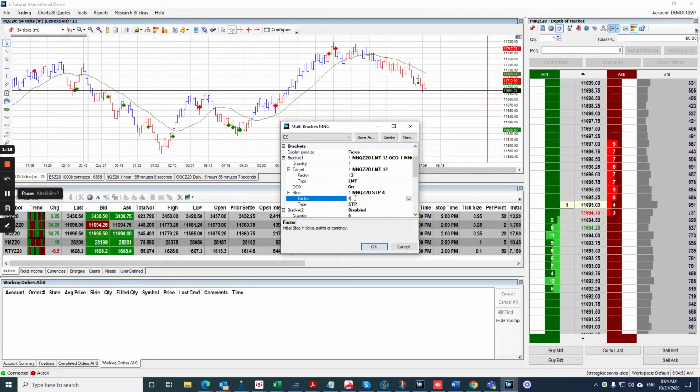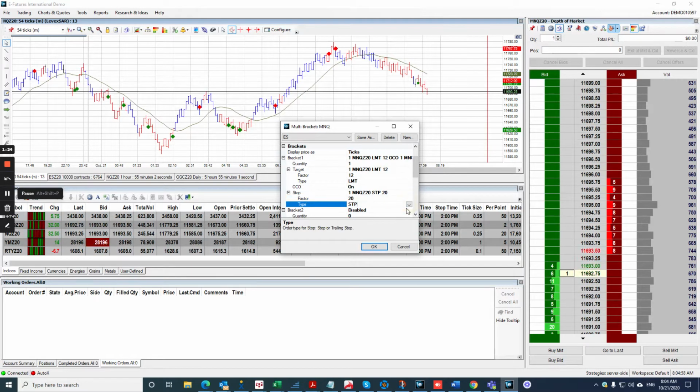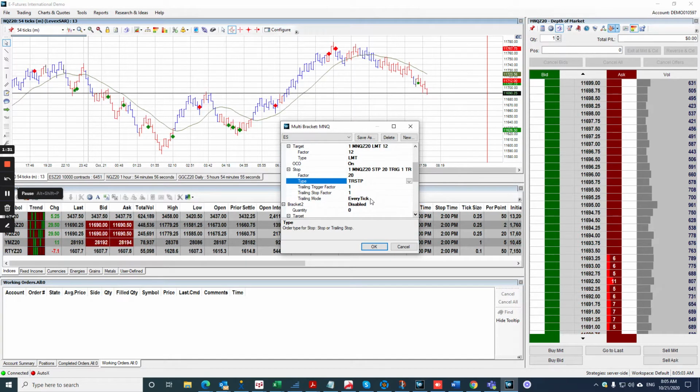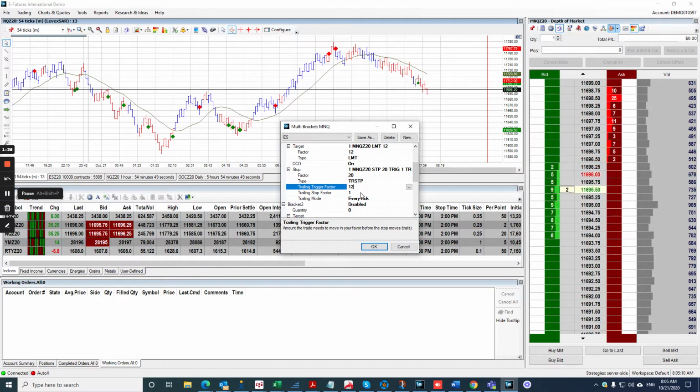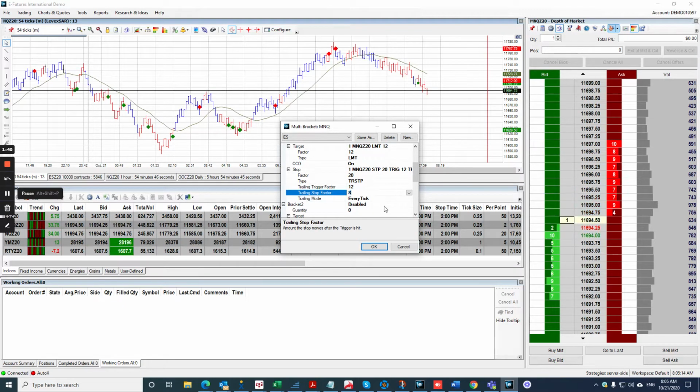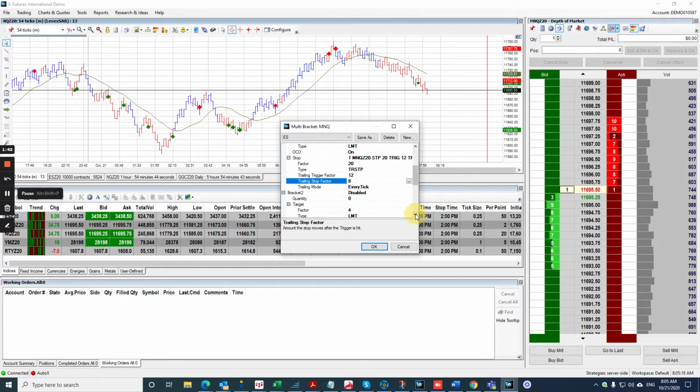And in return, I'm also going to have a stop. I'm going to put the stop at 5 points, which is 20 ticks, and it's going to be a trailing stop. So what that means is that every time I have profit of, I'm going to say 12 ticks, I want to move my stop at least 8 ticks. Okay, so that will be for the first contract.